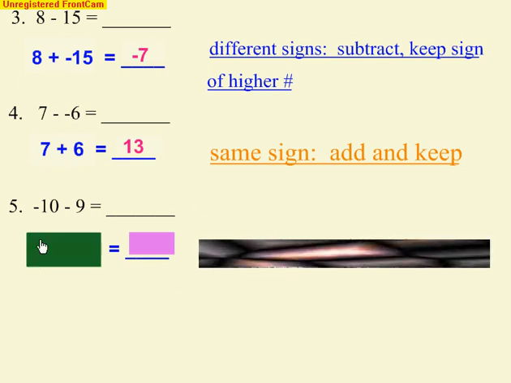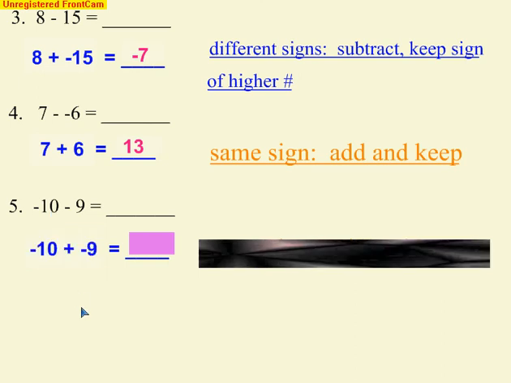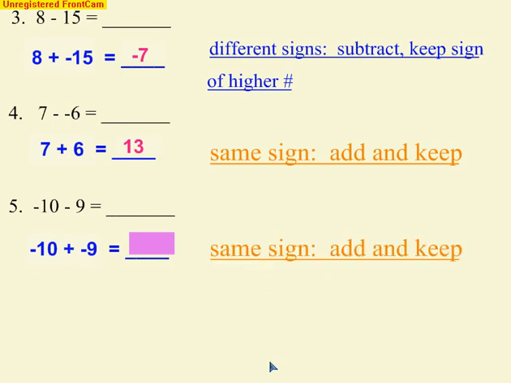Next one, negative 10 minus 9. We're going to rewrite this as an addition. The negative 10 is going to stay the same. Then we're going to change this to plus a negative 9. So negative 10 plus negative 9, we have the same signs. We're going to add and keep. 10 plus 9 is 19. Keep that negative. The answer is negative 19.